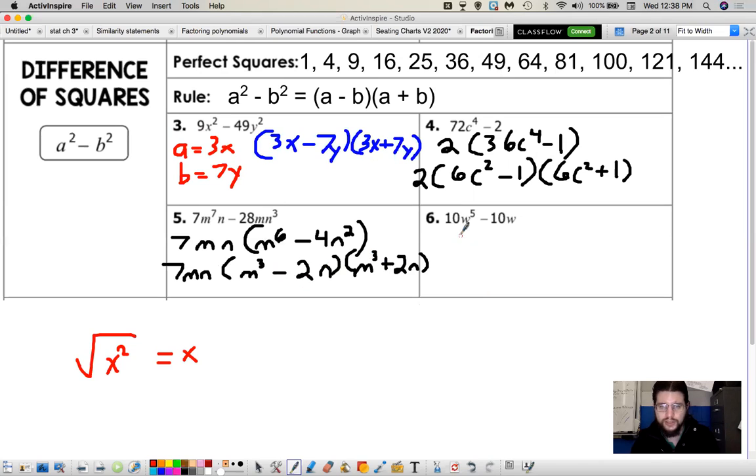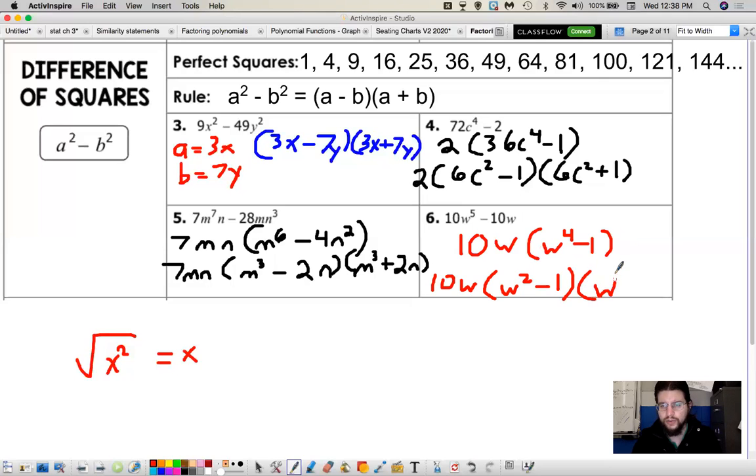All right, over here, GCF of 10w. I'm left with w to the 4th minus 1. Okay, so that's 10w. The square root of w to the 4th is w squared minus 1. Square root of 1 is 1. And w squared plus 1. And as it so happens, that is exactly what I was just talking about. This is also a difference of squares, isn't it? It's w squared minus 1, so we can do it again.